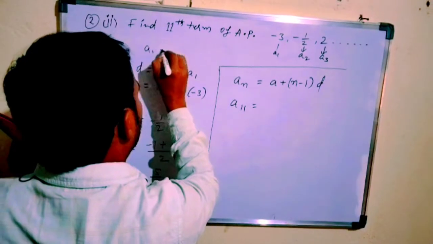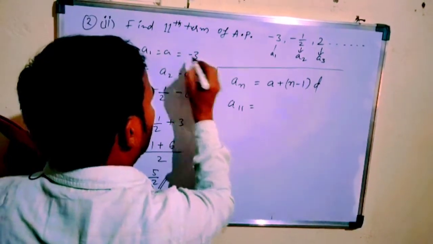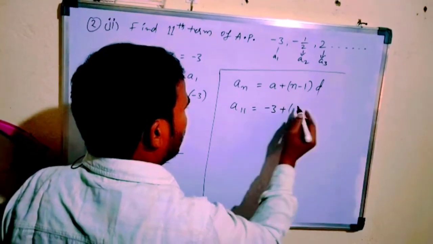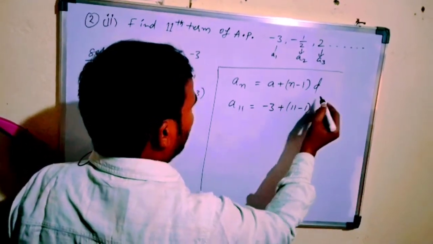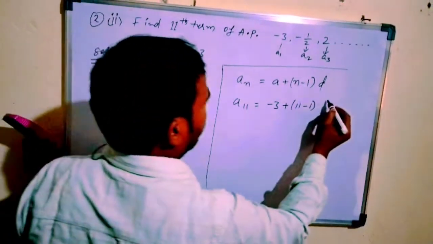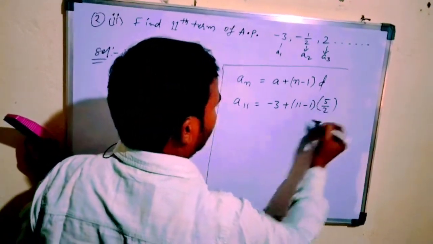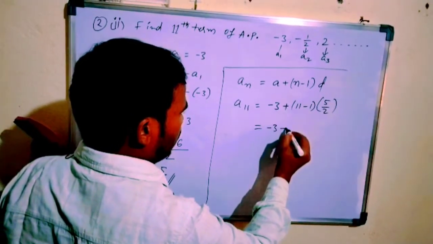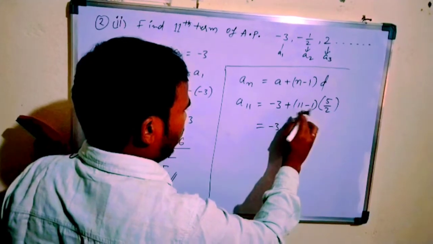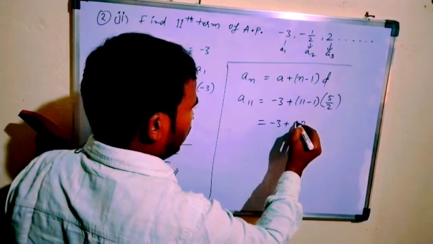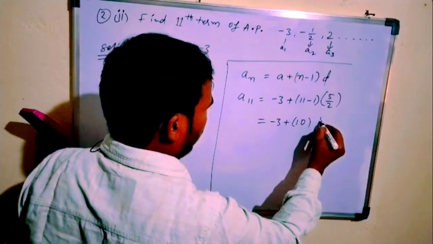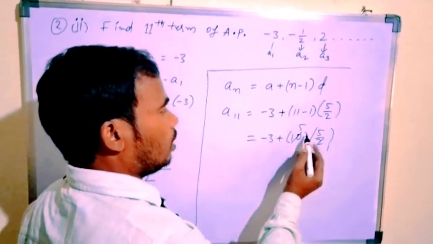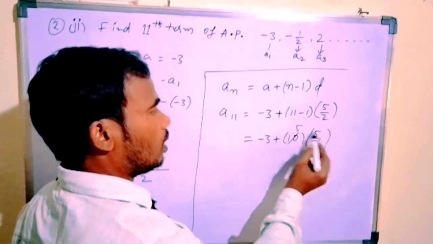So A1, that is a, is equal to -3. Substituting -3 plus (n minus 1), where n is 11, so 11 minus 1, and the d value is 5/2. Now A11 is equal to -3 plus 10 into 5/2. 11 minus 1 is 10, and 10 into 5/2.